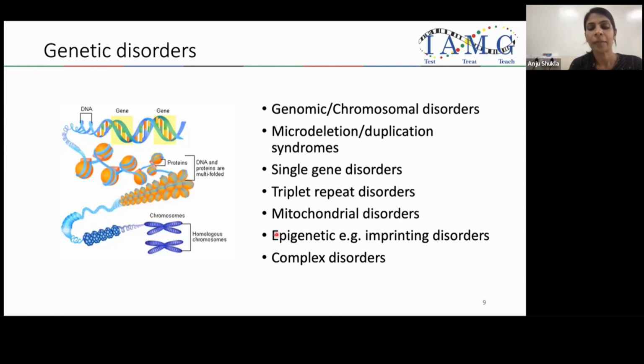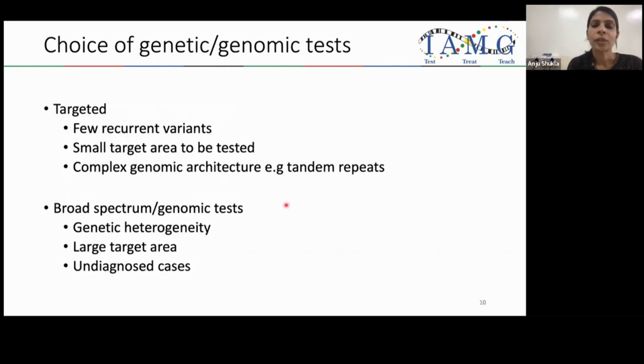Sometimes the changes can be beyond the DNA sequence, and then they are referred to as epigenetic disorders, one example being imprinting disorders. And often there is a component of both genetic as well as environmental factors, and these are referred to as complex disorders. So how do we choose which test to be done for these disorders?